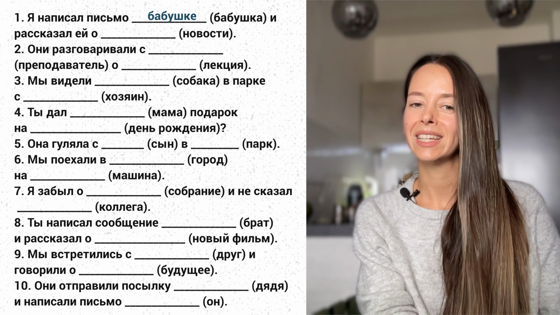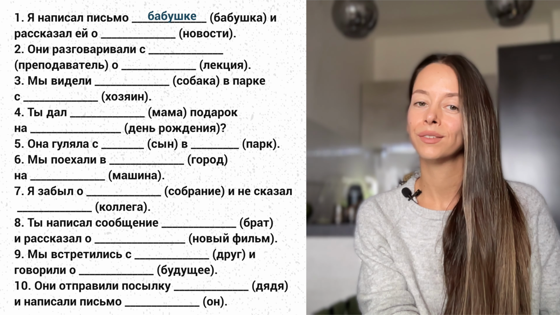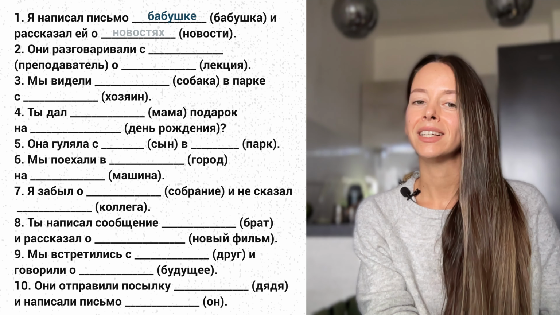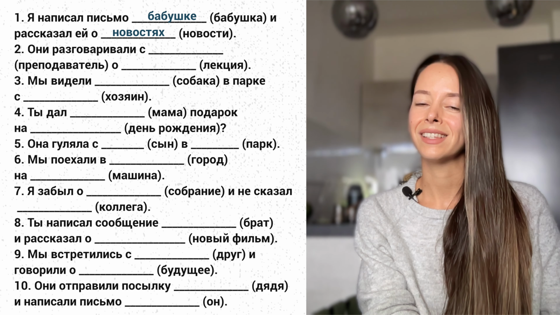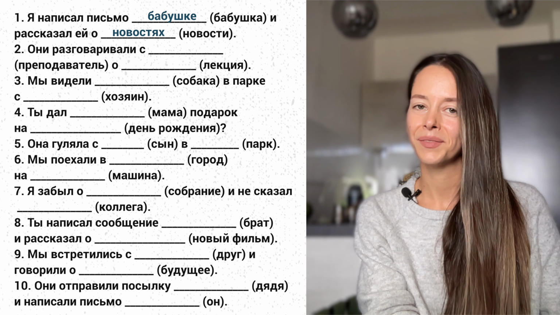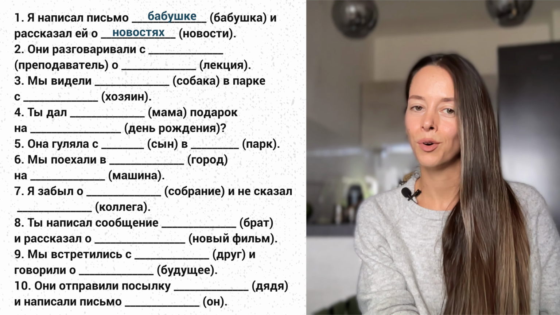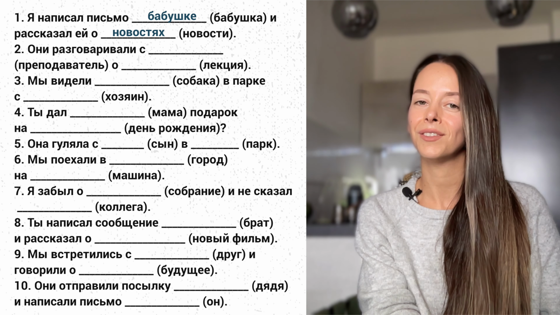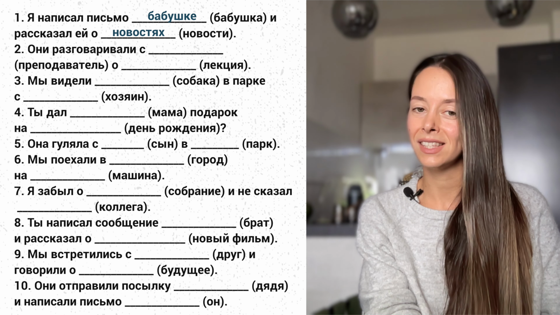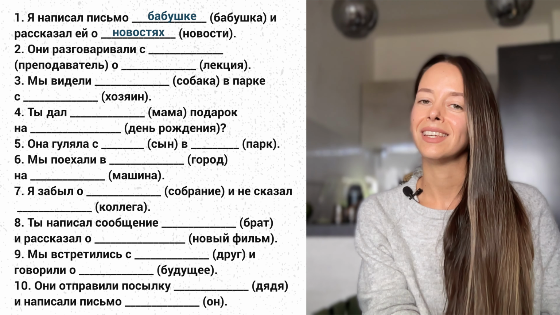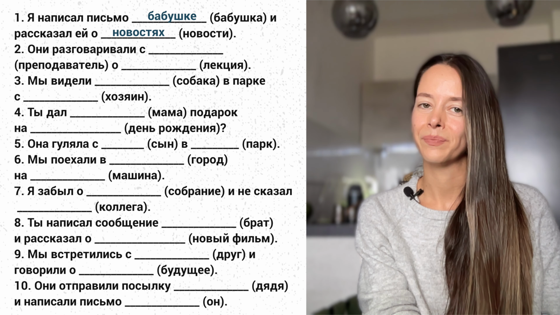Я написал письмо бабушке и рассказал ей о новостях. Я написал письмо бабушке и рассказал ей о новостях. Кому написал письмо? Бабушке. Бабушка is in the dative case, that's the recipient of an action. И рассказал ей о новостях. Новости is in the prepositional case.